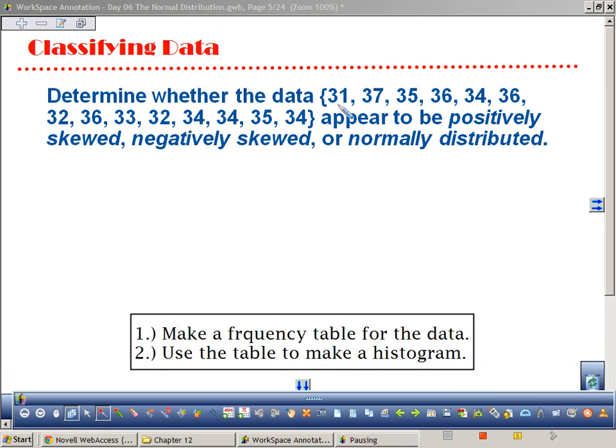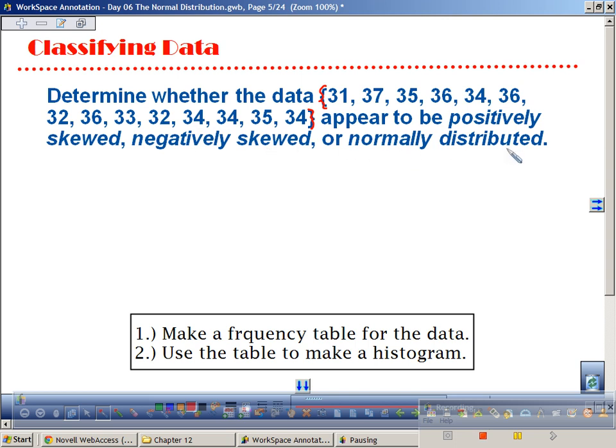Okay, so let's look at classifying data. Determine whether the data set, that's right here, that's what this means, the set, appears to be positively skewed, negatively skewed, or normally distributed. So what you do is just organize the data. So make a frequency table. I spelled that wrong. All right. It starts with 31, so I'm going to say my value, and then how frequently I have it. I'll give you time to write, so don't worry. How frequently it occurs. So how many times do I see 31? There's 1. That's it, just 1. And 32?